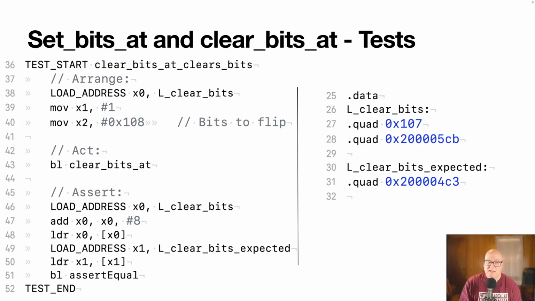That's X0. Then X1, we load the address for clear bits expected and load its contents. And then assert equal checks that X0 equals X1. If not, it prints an error. If so, it passes the test. And then we're done. Okay, this test works now because clear bits works.